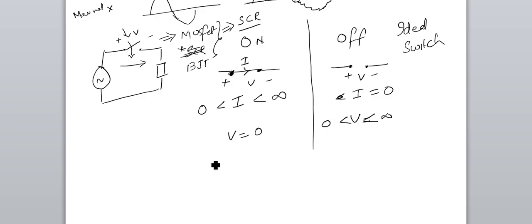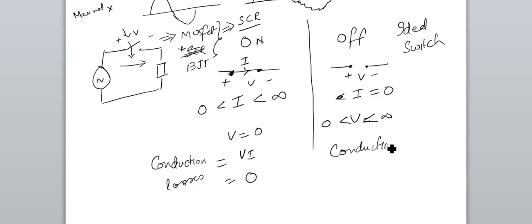Now, what happens with the conduction losses? First of all, conduction loss means the current is flowing. During conduction, if you talk about losses, it means V into I. So here, if you multiply any finite quantity with voltage, it will be 0. Similarly, here again the conduction loss will be V into I, and that will be 0.